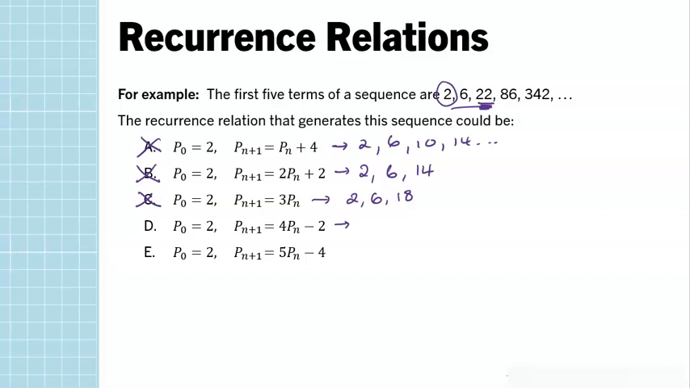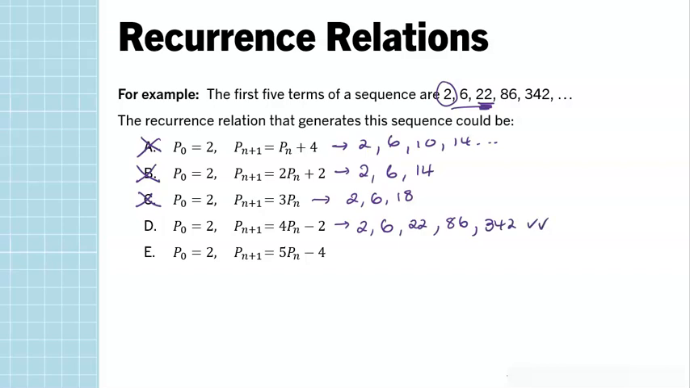So let's move on to D. We have start point 2, 4 times 2 is 8, minus 2, 6. 4 times 6 is 24, minus 2, 22. This is looking promising. So now 22 times 4 is 88, minus 2, 86. I think we're safe in saying this is our answer. 86 times 4 is 344, minus 2, 342. So pretty confident that's my correct answer.